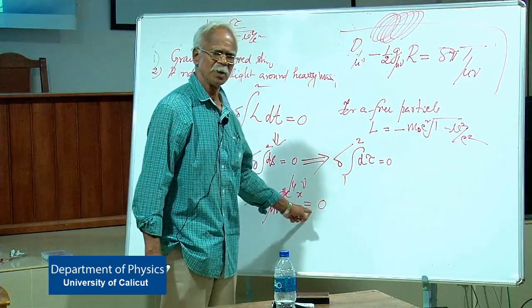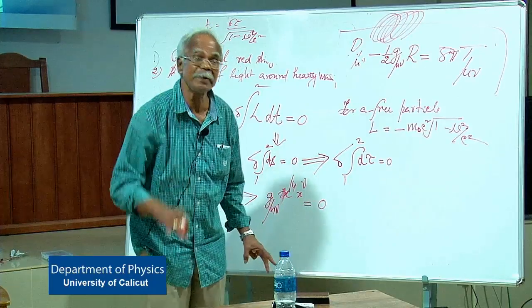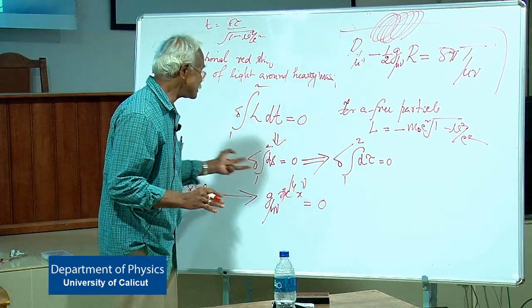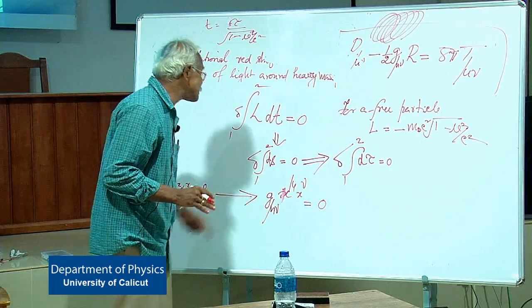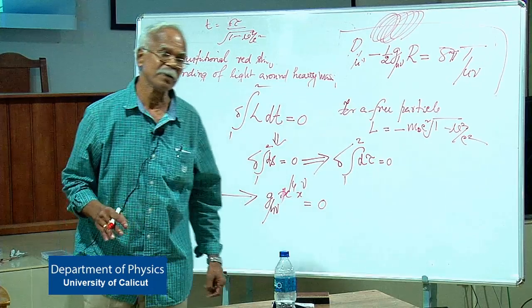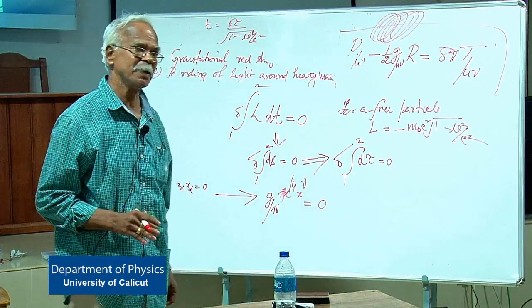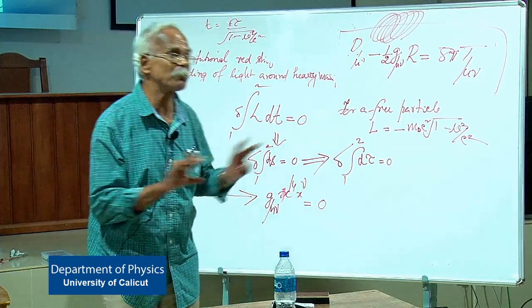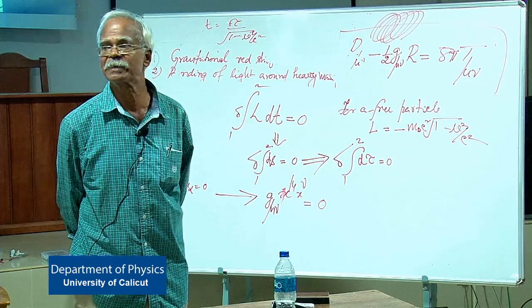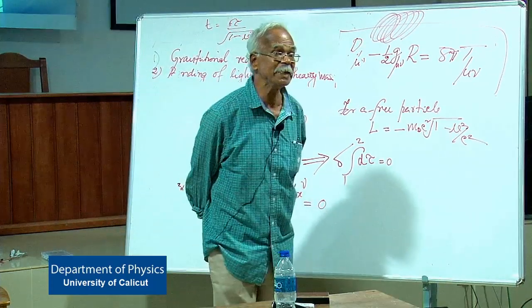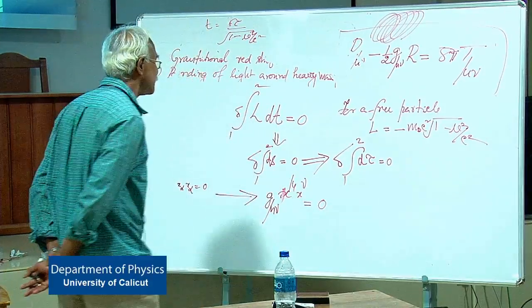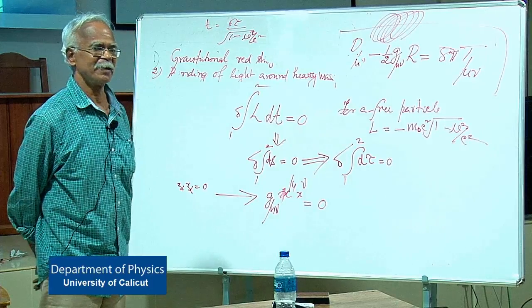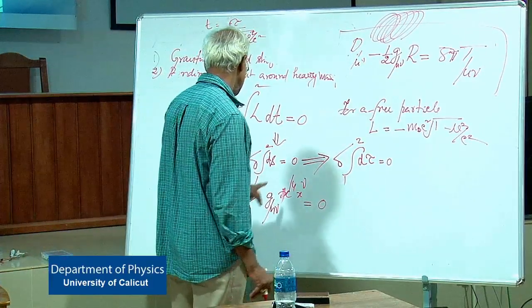Null means here it is 0. This is for light. If it is not light, if it is some other particle, this is non-zero, that's all. In other words, the path of the particle which minimizes the time integral of the Lagrangian is the prototype of the so-called geodesic. The path which minimizes the time integral of the Lagrangian in curved space is the actual path of the particle. It is called geodesic. Principle of the path of least proper time. The path of least space-time interval in curved space-time, or the path of least time integral of the Lagrangian. So this defines the geodesic.